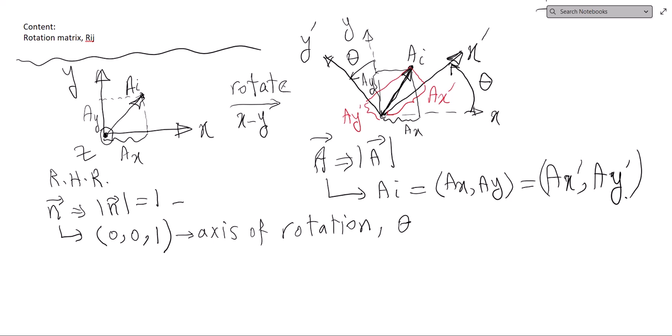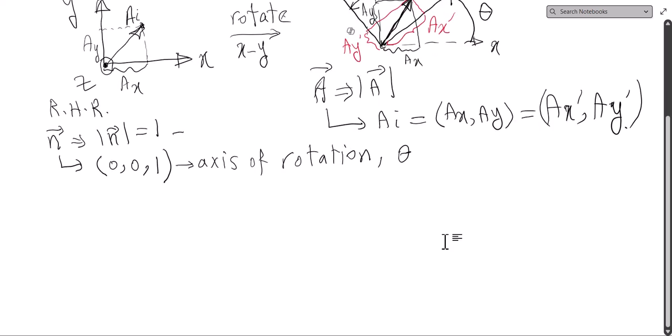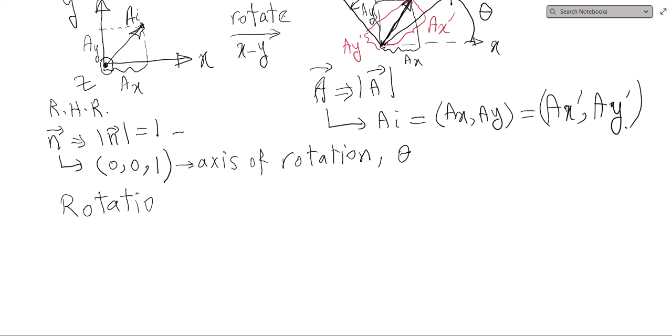I can connect these lengths through the geometry, but there is a better way of doing it. When I say better way, I don't mean just another way, but a more secure way without making mistakes. So there is a rotation matrix. We call it Rij.